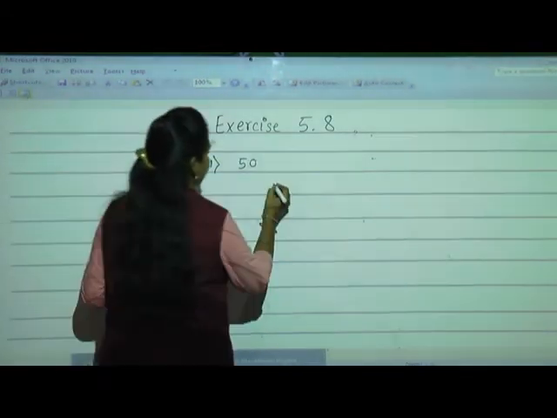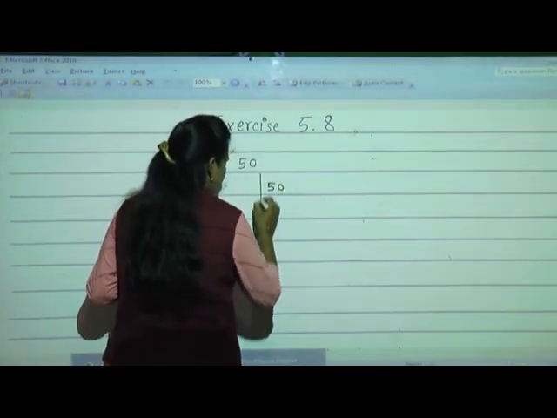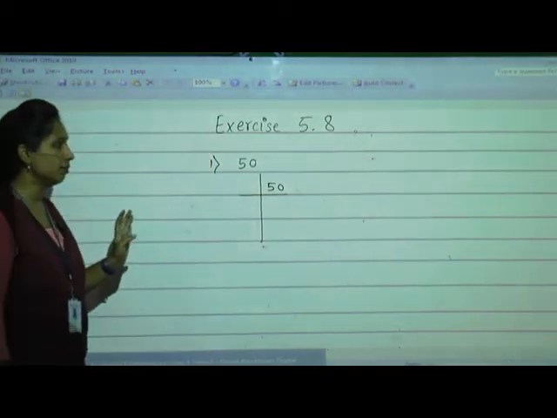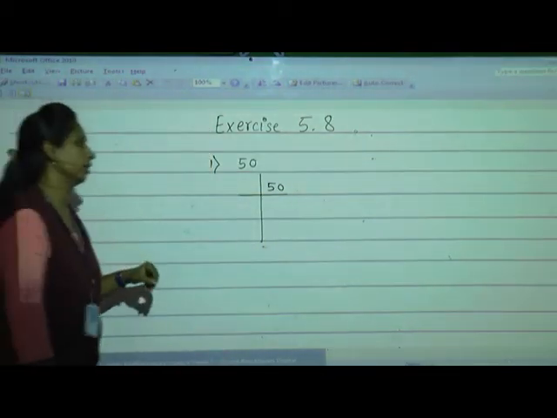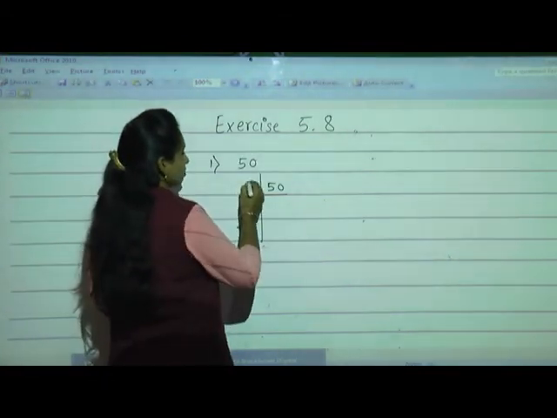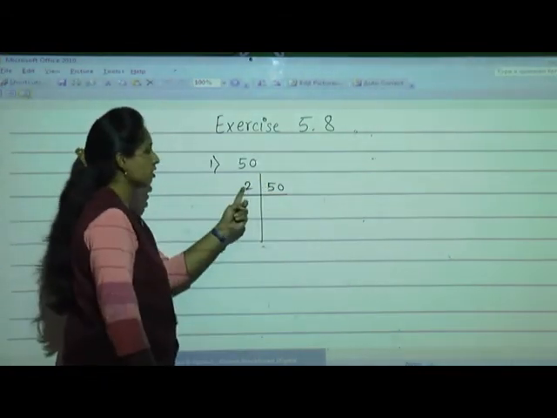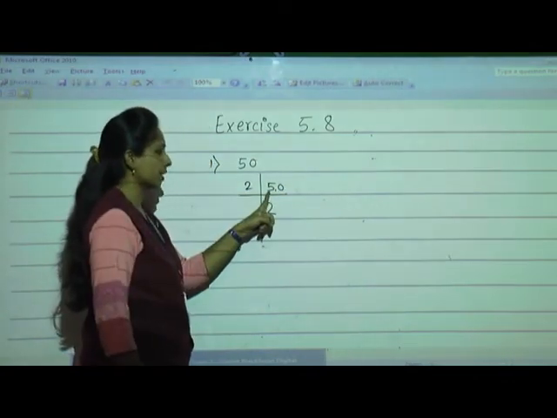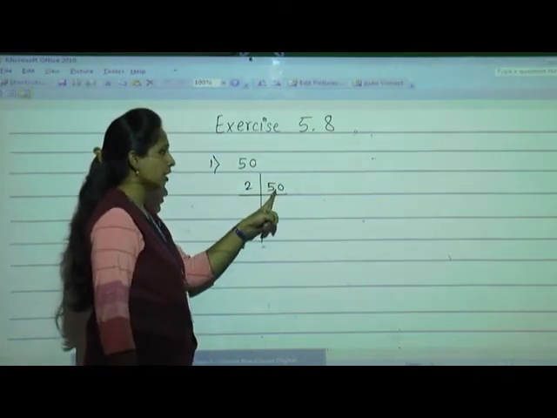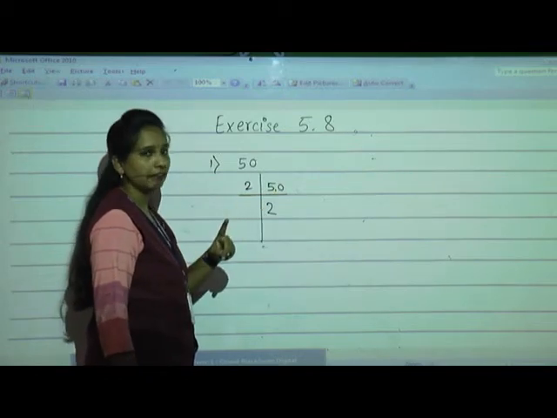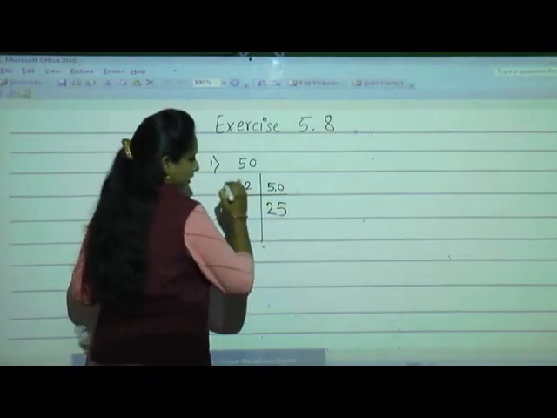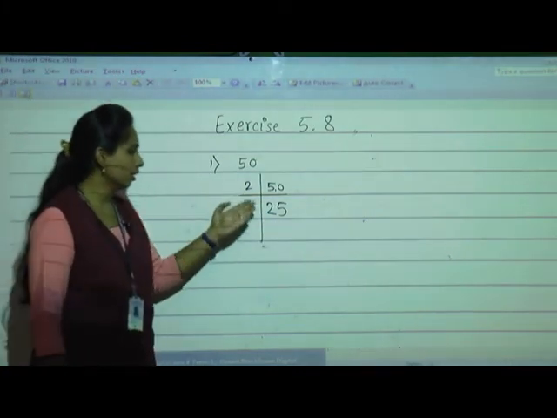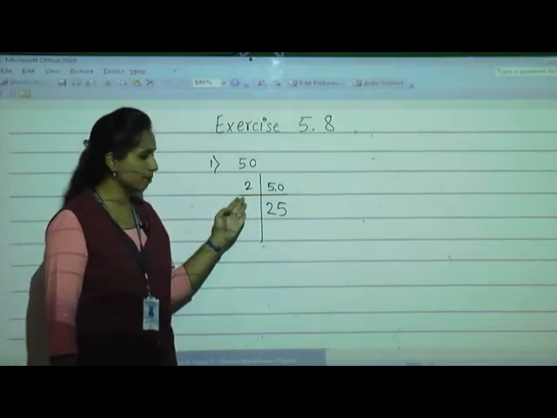So write 50 on the right side and start dividing 50, because they say find out the prime factorization by the division method. So start with the lowest prime factor, that is 2. See, 2 2s are 4, 1 will remain when you subtract 5 minus 4. Now 1 and 0, 10, 2 5s are 10, isn't it? Now 25, see, 25 is not divisible by 2.